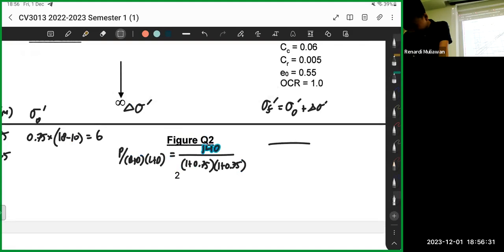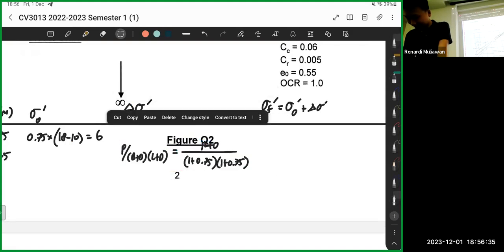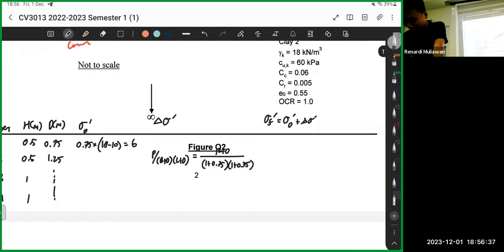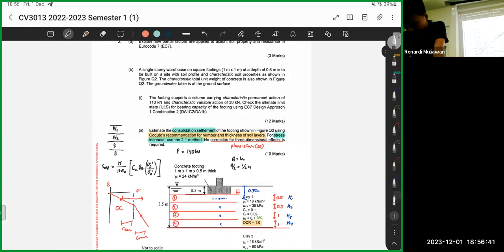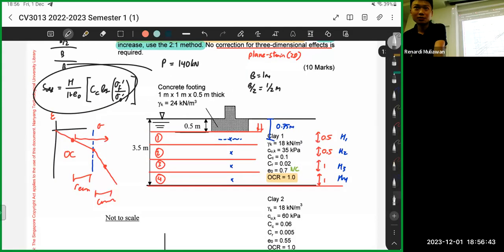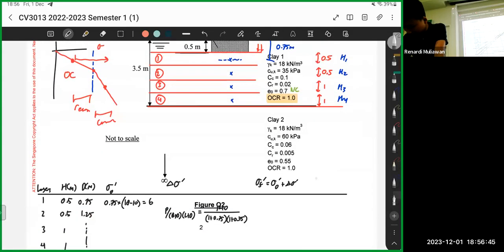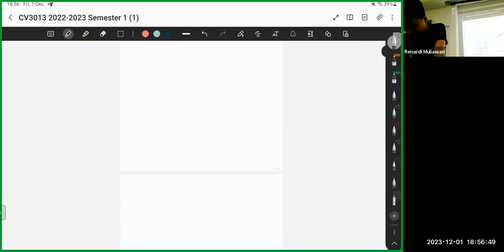It's a bit messy. But anyways, now you have all the information. Then you just need to plug in this formula. Correct? You plug in that formula. So you get SOED. That's your settlement. Then mu C is what?